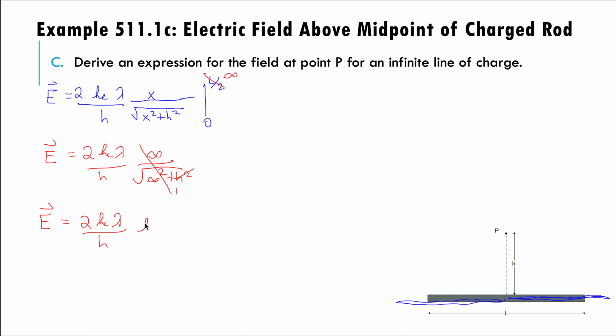So what is interesting here is that now the field depends on the distance. It doesn't have an r squared dependence. It depends simply on that distance.